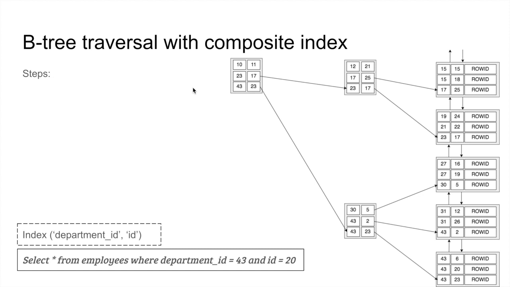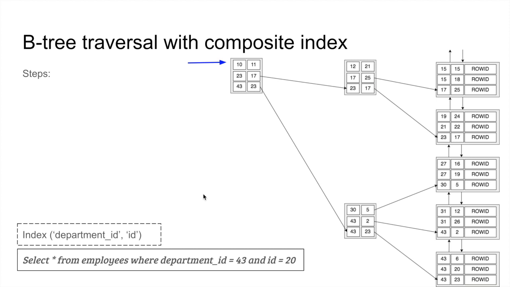The next example is an example with a composite index. This index spans over 2 columns, being the department ID and the ID column. What you're looking at right here is the bottom part of the index tree, which is also enlarged a bit so that you can follow along quite easily. In this lookup, we want everything from the employees table where the department ID is 43 and the ID is 20. As with any other lookup, we start at the root node with the lowest value, which is right here.